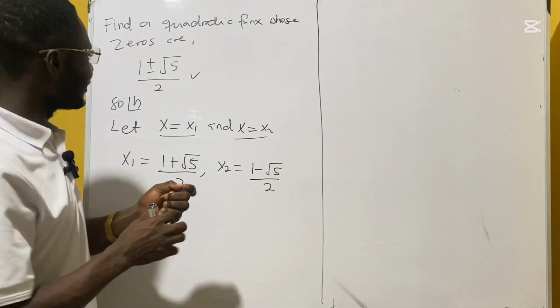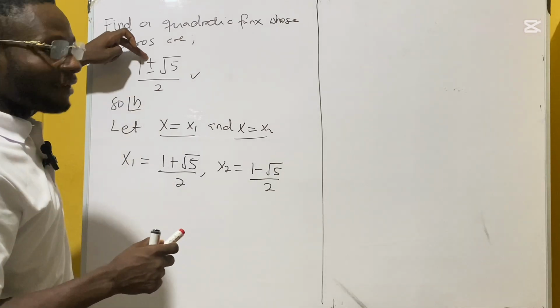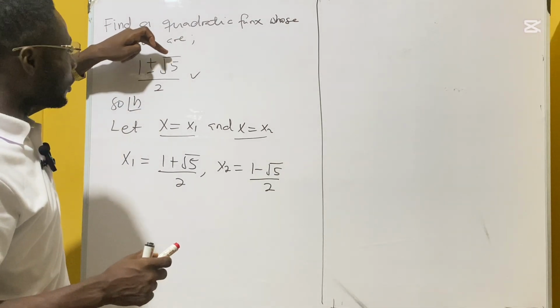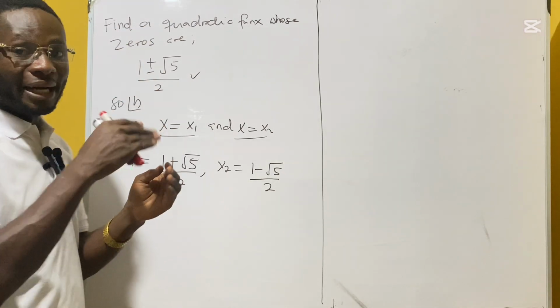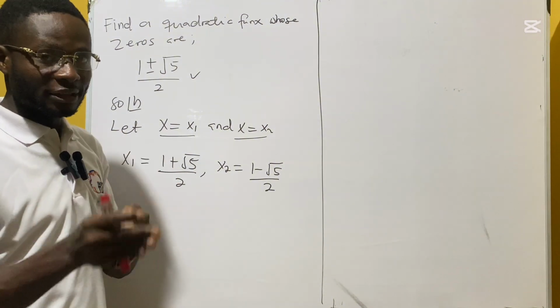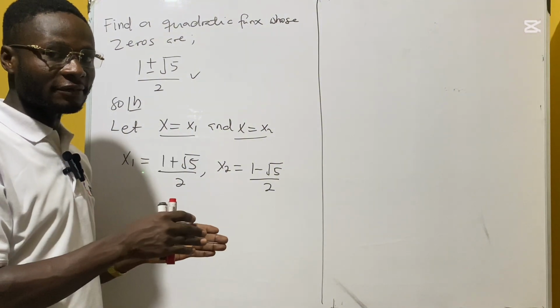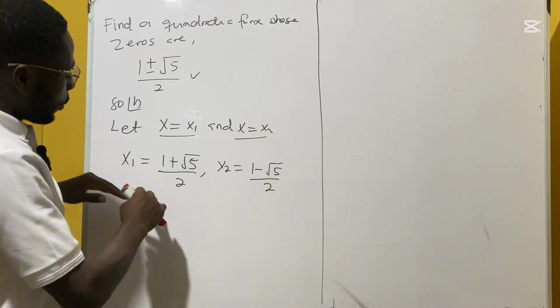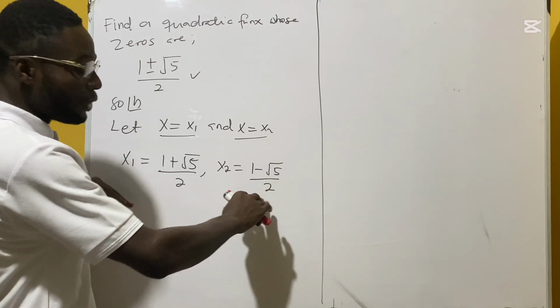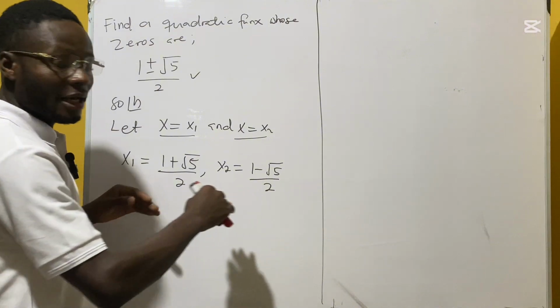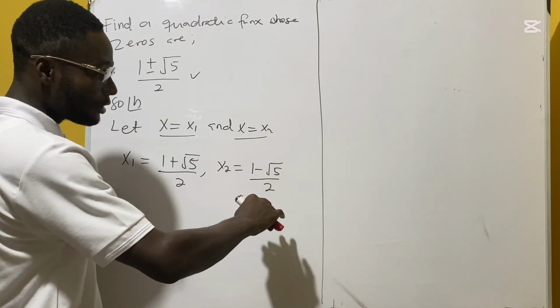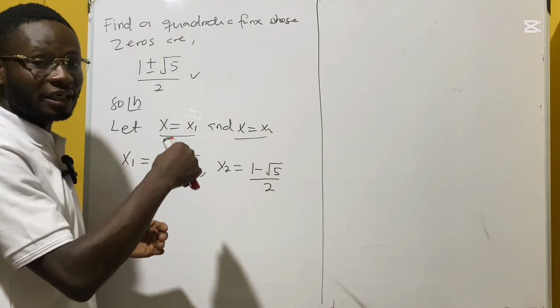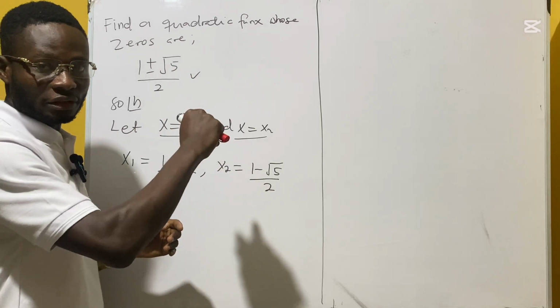Don't forget that they give us 1 plus or minus square root of 5 over 2. Plus or minus means we have positive within it and we have negative within it. So that is what basically we have done. Now, we want to find the sum and the product of these roots before we can find the quadratic function.